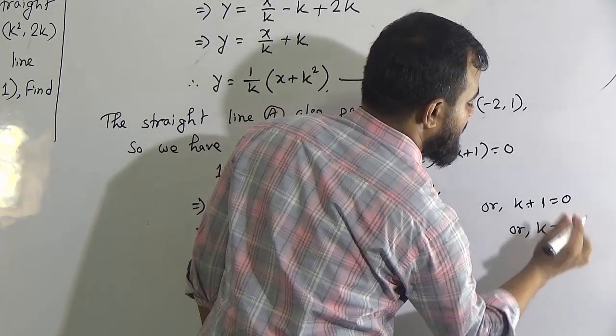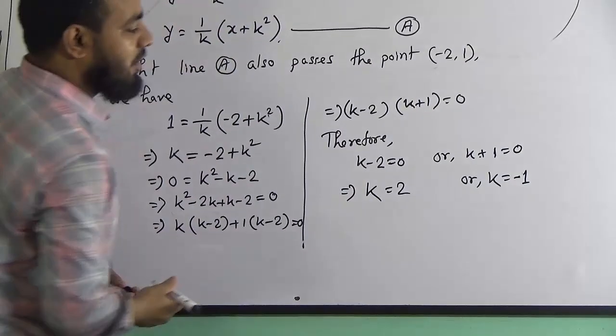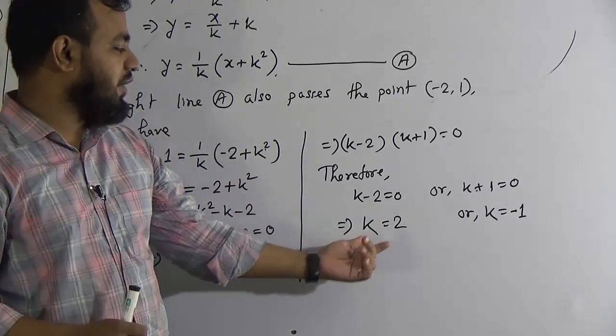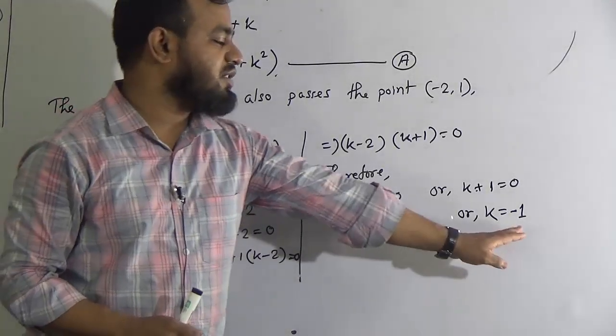Okay, my dear students, I think you have understood how to solve the solution. And we have found the value of k is 2 or the value of k is minus 1.